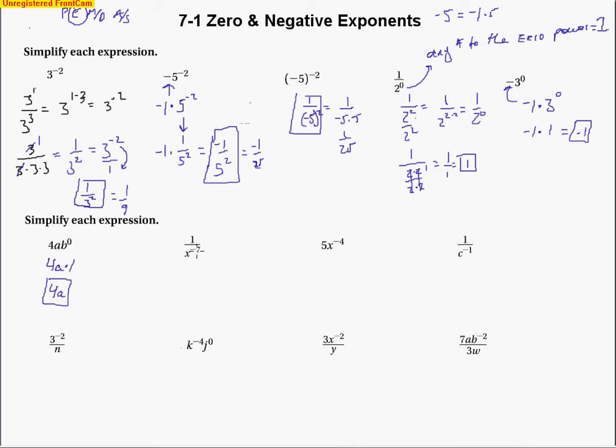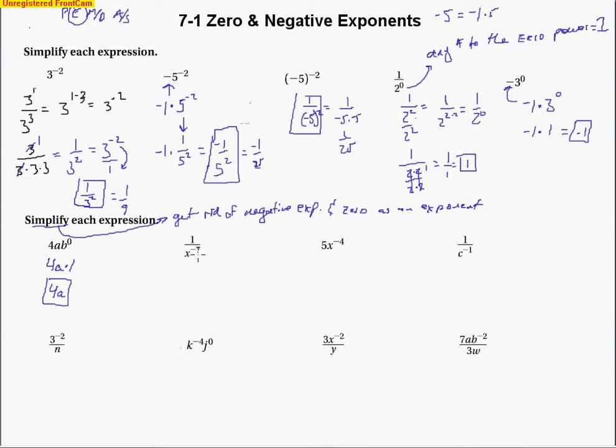So on this one, we always want to make positive exponents. When they say simplify, we want to get rid of negative exponents and 0 as an exponent. And the reason why is that it makes it simpler. We have less things to write down.